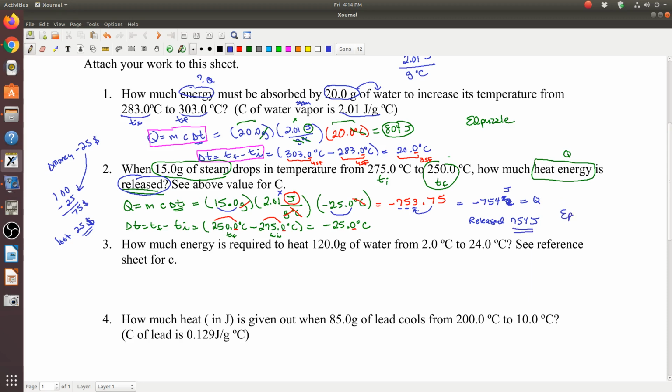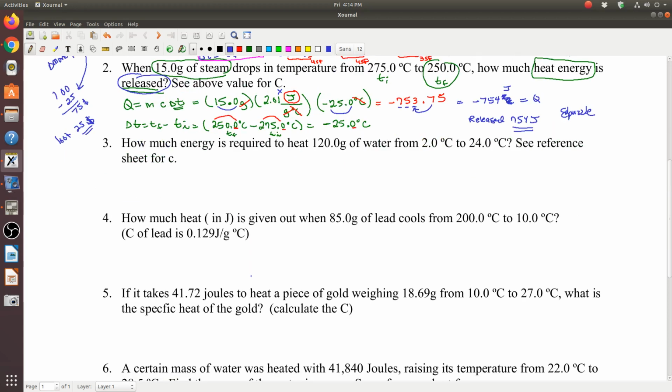Okay, now we're going to do an Edpuzzle question. Now we're going to move on to number 3. How much energy is required to heat 120 grams of water? Because it just says water, we're talking about liquid water, from 2 degrees Celsius, that would be your initial temperature, to 24 degrees Celsius, that would be your final temperature. So how much energy is required? That is your Q.